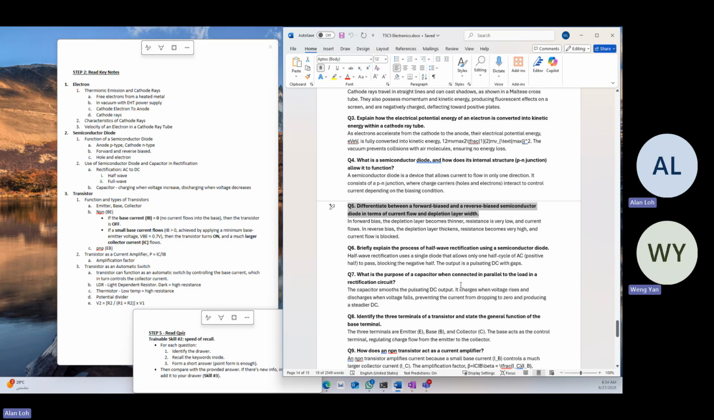Forward bias and reverse bias. Oh, bias. Okay. Semiconductor, current flow, and depletion layer. Resistance. Okay.